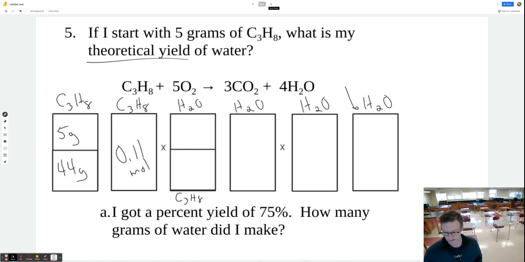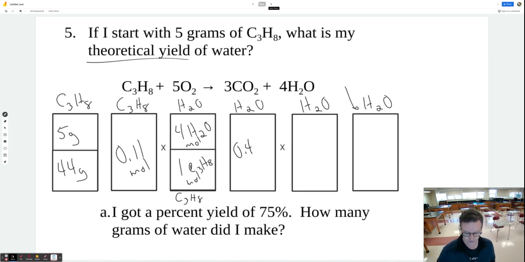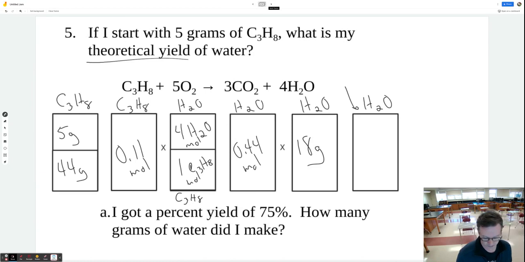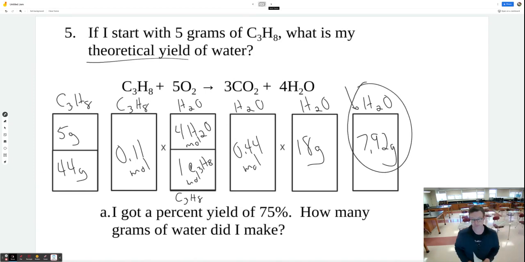The mole ratio, we're looking at water versus propane. And again, these are moles. That's the unit here. So 0.11 times 4 over 1 is 0.44 moles. So for every 0.11 mole of propane we use, we get 0.44 moles of water, 4-to-1 ratio. And then we multiply that by the molar mass of water, which is 18. 0.44 times 18 is 7.92 grams. So that is the theoretical yield.